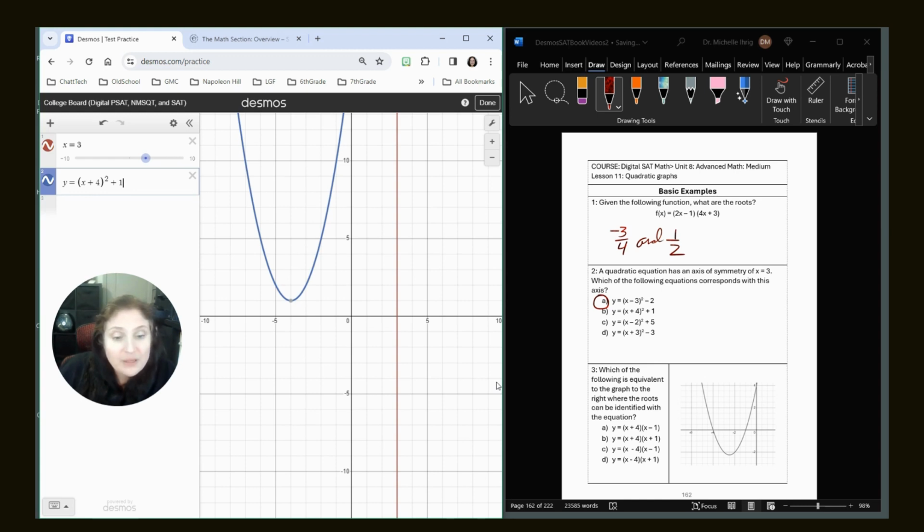Which of the following is equivalent to the graph to the right, where the roots can be identified with the equation? This is important. Like if we look at number 2, it is important because that's vertex form. I didn't talk about the math behind it, but in vertex form, sometimes there's a multiplier out front, a coefficient that's a constant, but basically this is h and this is k, the first point and the second point. So here our vertex would be 3, -2.